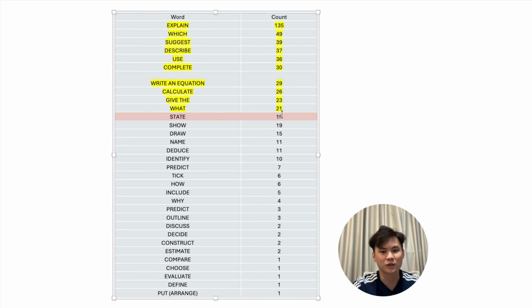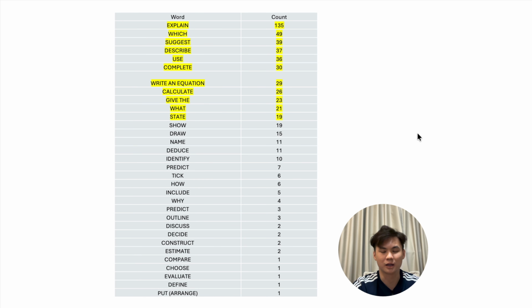So state is very easy. So state, you just have to state. For example, I ask you, state your name, state your class, state your CCA. It's very easy. So usually this state is just a 1 mark kind of thing. Pom, state, name, and done.